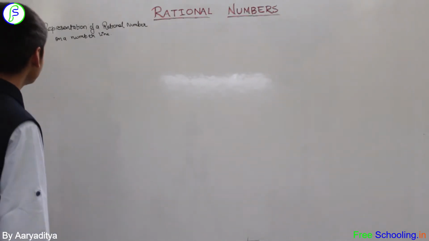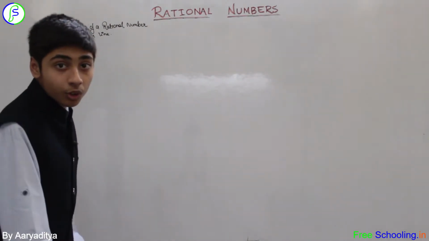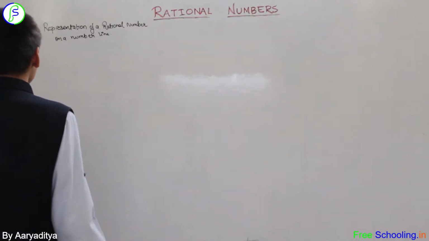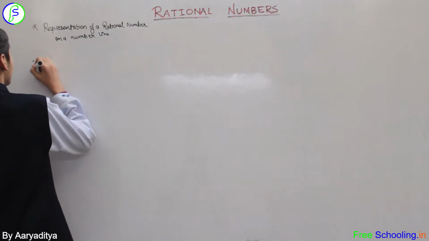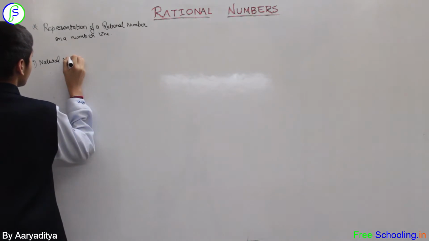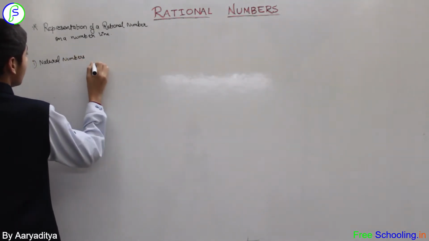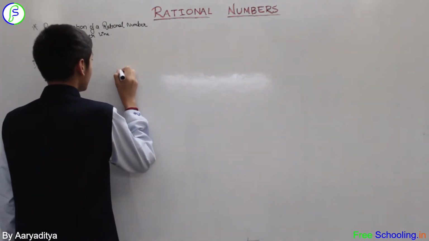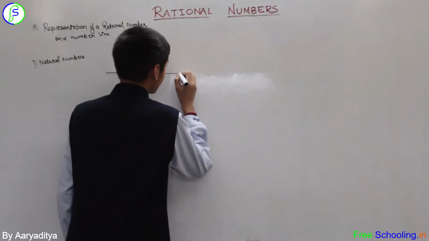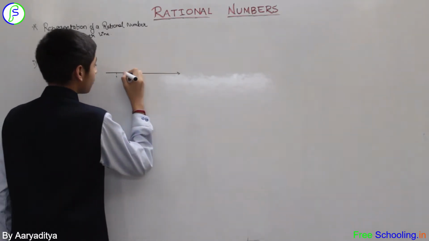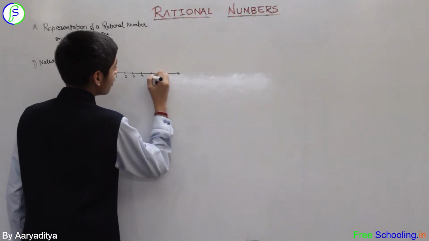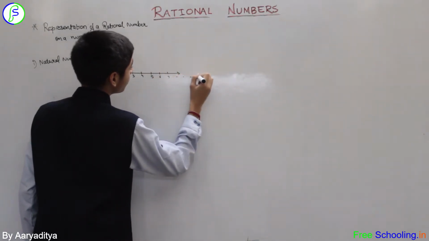Firstly, I have already told you about the natural numbers, whole numbers, integers, and also the rational numbers on the number line. Let us revise that. For natural numbers or counting numbers, this is the number line that we usually follow. We start from 1, 2, 3, 4, 5, 6, 7, going on.